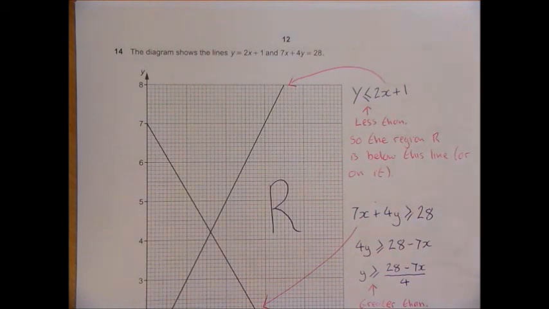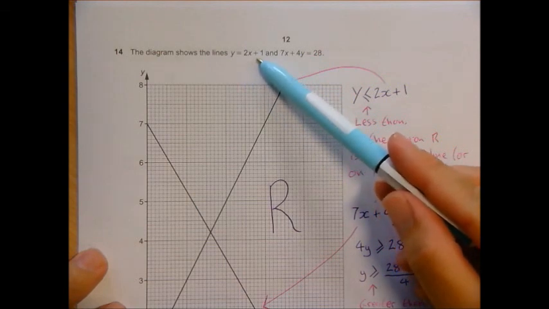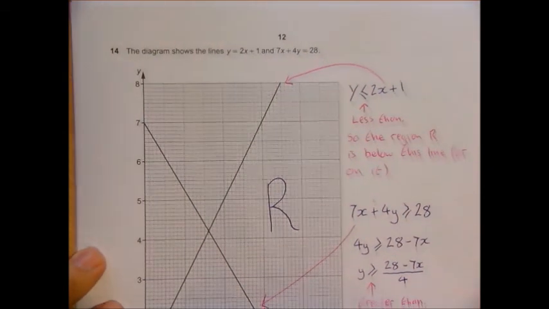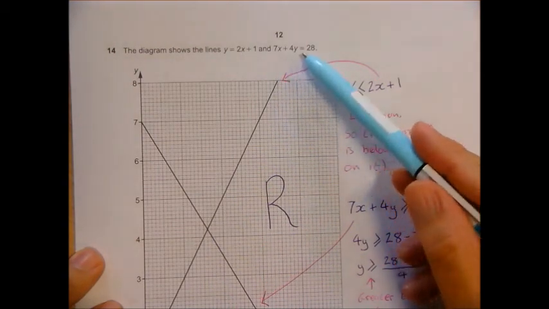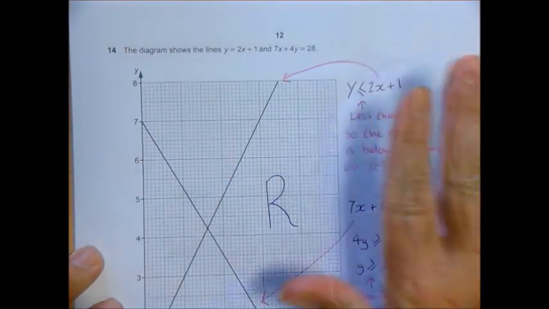Okay, question 14. This is all about graphing inequalities. Well, they've already been graphed, but it's about being able to read them. So, let's have a look. The diagram shows the lines of y equals 2x plus 1, which is that one there, and 7x plus 4y is 28, which is that one there. Ignore this for a moment. Let me talk you through it.